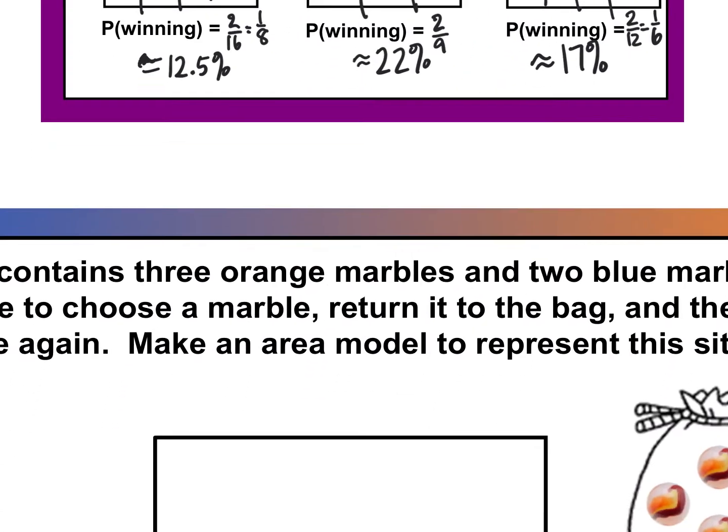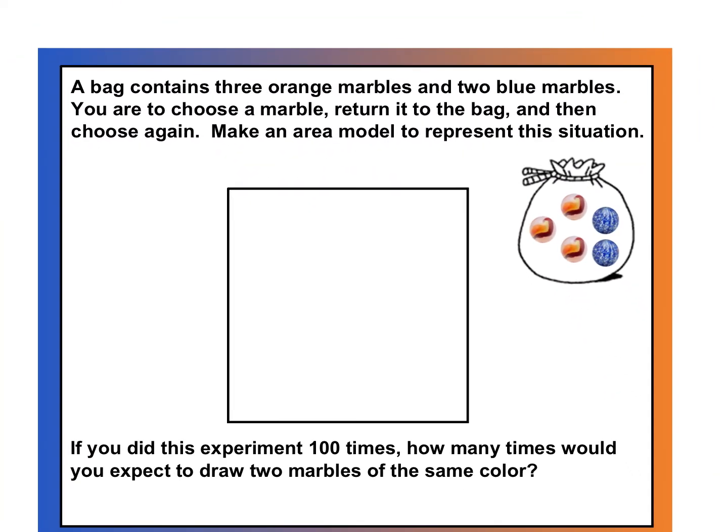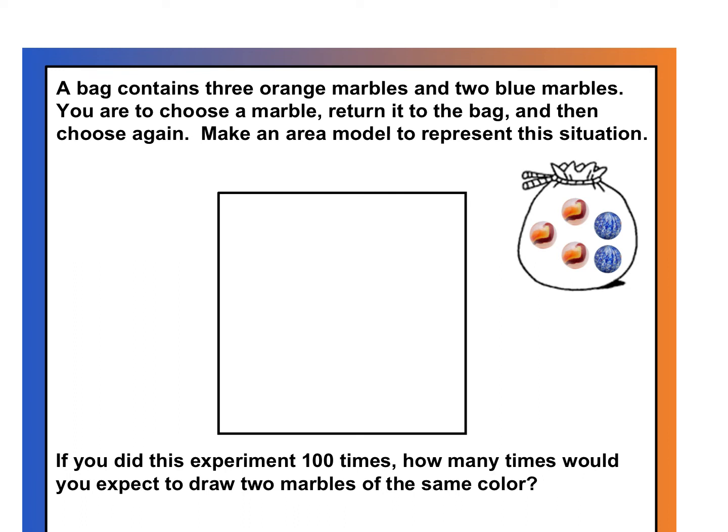All right, we have one more example in our notes, and this time we have a bag of marbles. The bag of marbles has 3 orange marbles and 2 blue marbles. We have 5 marbles altogether, obviously. It says you are to choose a marble, then return it to the bag, and then choose a second marble. And we're going to make an area model to represent this.